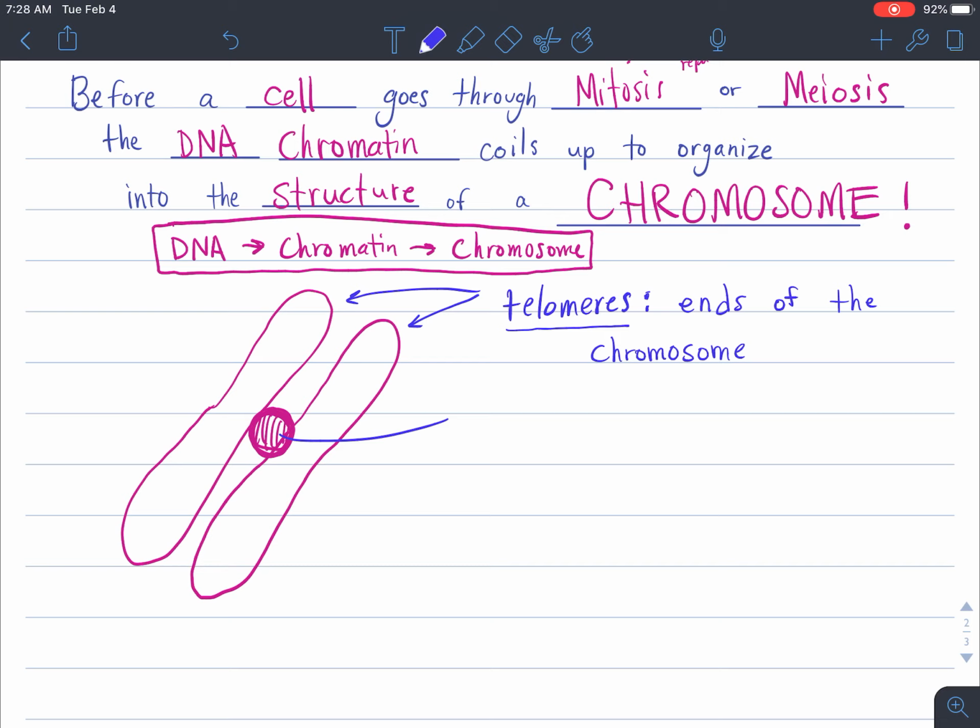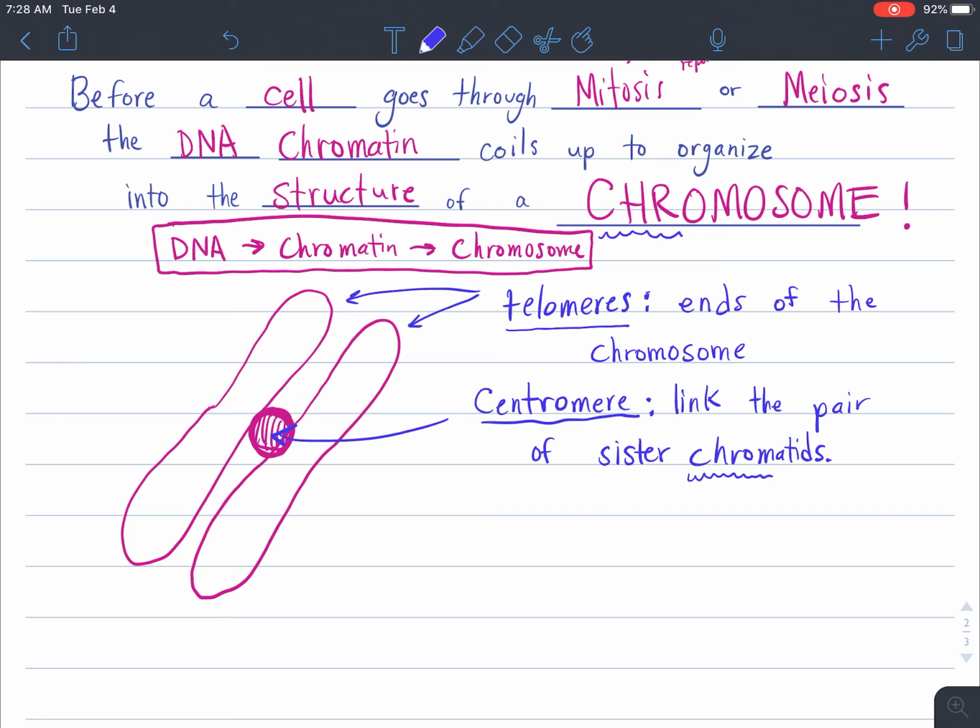And this middle structure here, this is something that we call the centro, because it's in the middle, the centromere. And the centromere is going to link the pair of sisters. But they're not just sisters, we call them sister chromatids. So you can see this prefix, chrome, and all these words mean it's just a form of DNA. And so when I say sister chromatids, well, this would be one sister chromatid, and that would be a second sister chromatid. And so let's define sister chromatid as well.